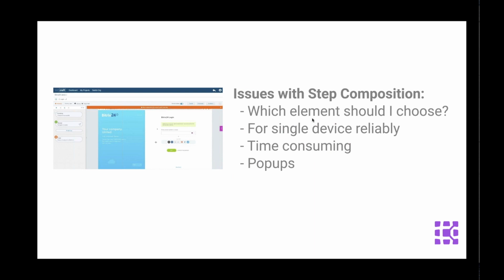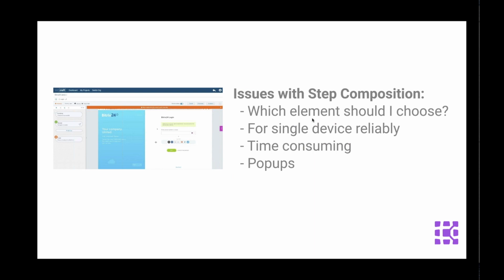So some of the issues with step composition is it's not always intuitive which element to choose. When you click on an element like a button, the developer may have created 2 or 3 layers of XML within that button. So it's not obvious which element to actually choose. You can do it for a single device reliably, but you start to run into issues when you have different screen resolutions and elements move around.